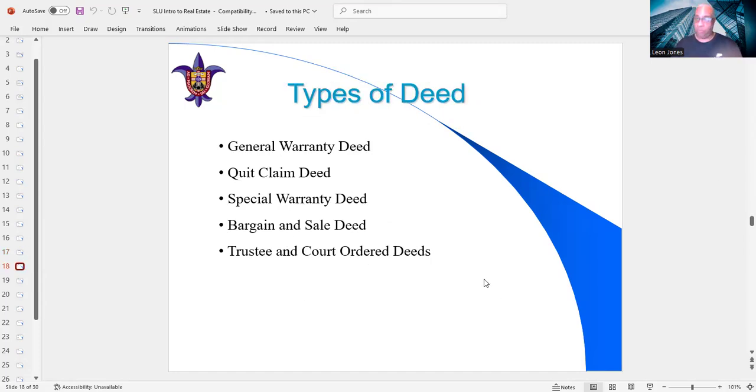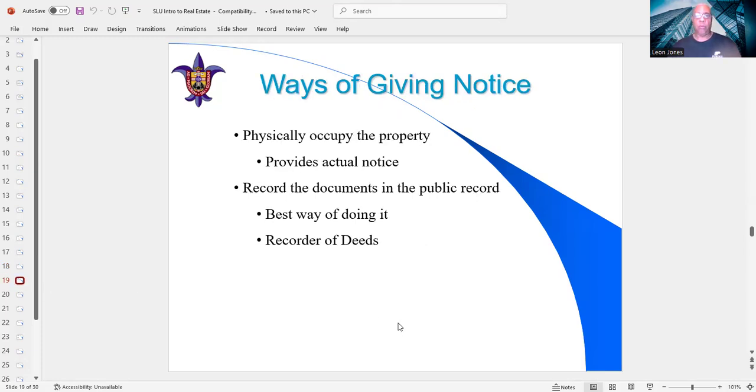Now, we have different types of deeds. We have your general warranty deed, your quit claim deed, your special warranty deed, your bargain and sale deed, and your trustee and court ordered deeds. So we have ways of giving notice. So we can physically occupy the property, and that provides an actual notice. Then we can record the documents in the public record. Anytime you record something, that is the best way to do it, because documentation becomes a record. And then there is the recorder of deeds.